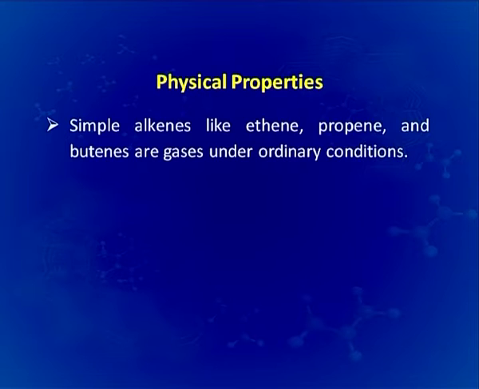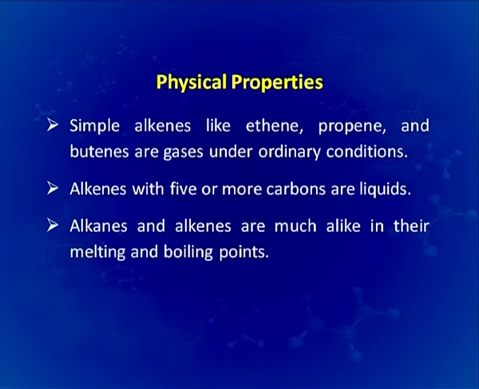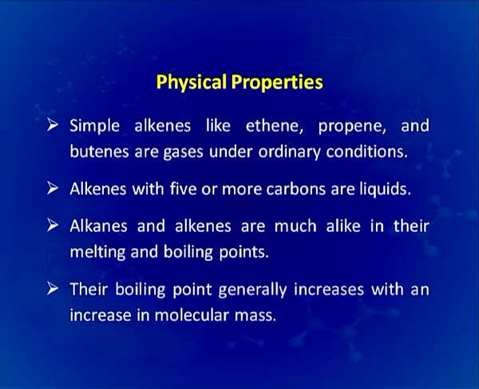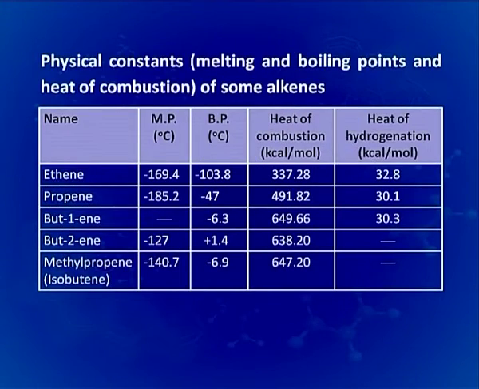Simple alkenes like ethene, propene and butenes are gases under ordinary conditions, while alkenes with 5 or more carbons are liquids. Alkanes and alkenes are much alike in their melting and boiling points. Their boiling points generally increase with an increase in molecular mass. To examine, let us have a look at some data with regard to their physical constants, particularly the melting and boiling points and heat of combustion of some alkenes.